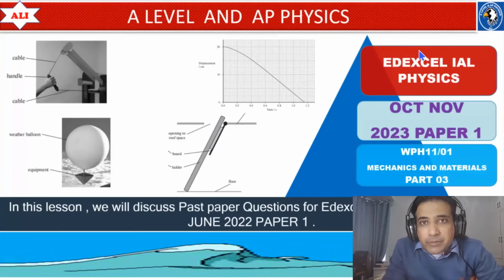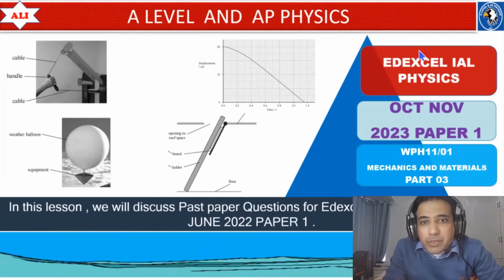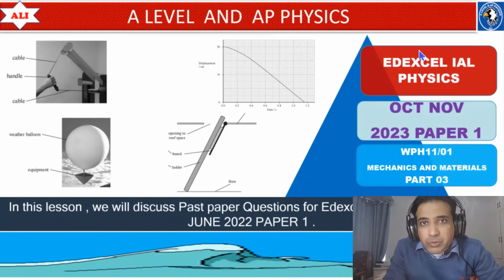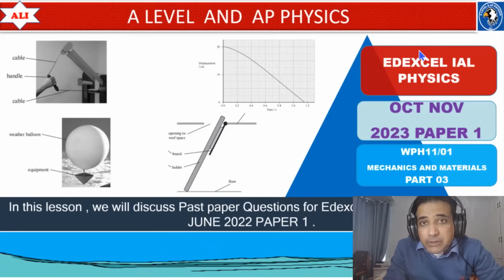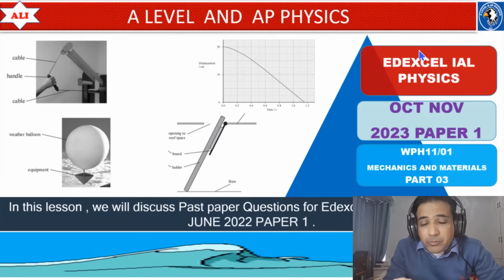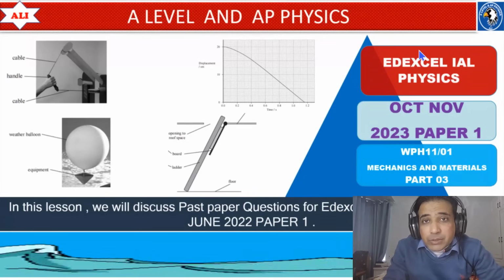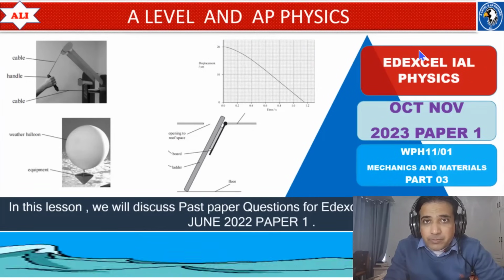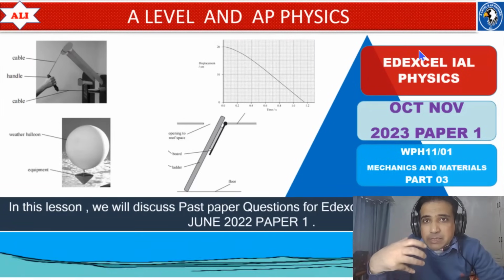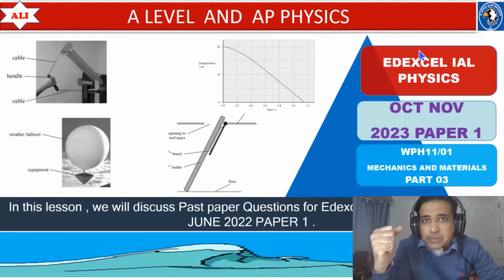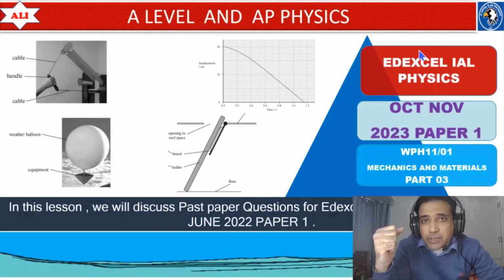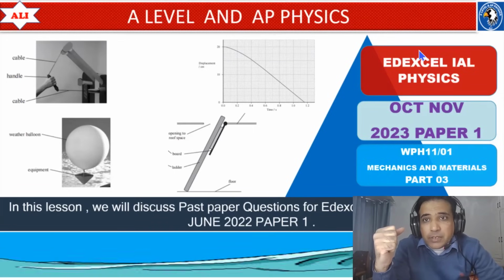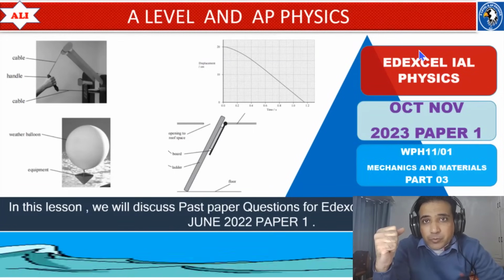Welcome to A-Level and AP Physics. In today's lesson, we will discuss past paper questions from October-November 2023 paper 1. In the last 2 videos, we have already discussed from question 1 to question 13. And in today's lesson, we will start from question number 14, and we will try to cover all remaining questions from this paper. As always we do, we will discuss these questions in detail so you can improve your conceptual understanding of physics, and also you can have better understanding of these questions. Let's study together, let's improve together.